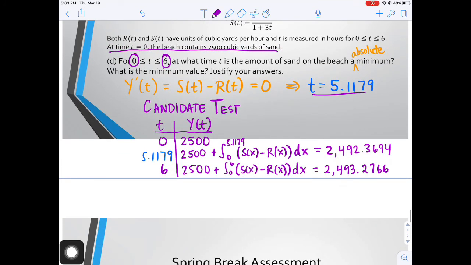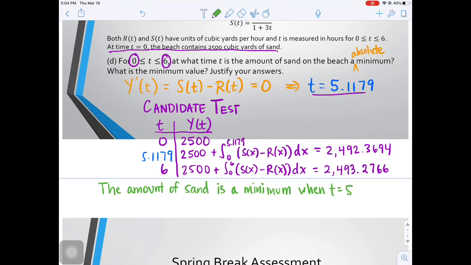Okay, so now we need to answer the question. The question says, at what time t is the amount of sand on the beach a minimum, and what is the amount of the minimum value? So here we go. We need to write a sentence here. The amount of sand is a minimum when t equals 5.118, now I'm rounding to 3 decimal places, hours.